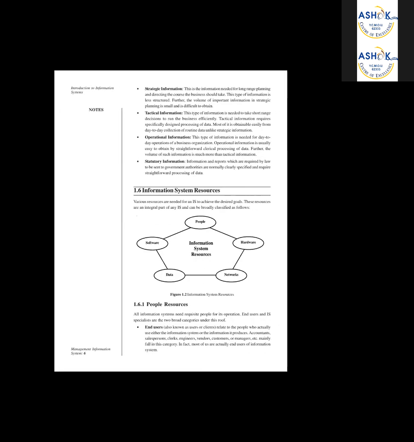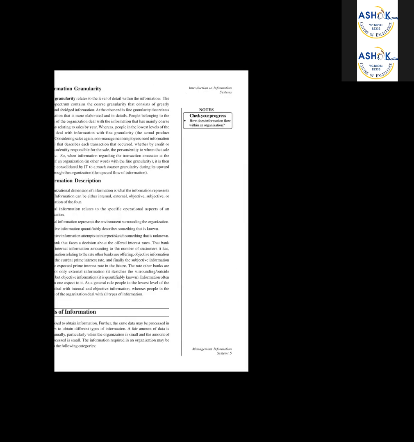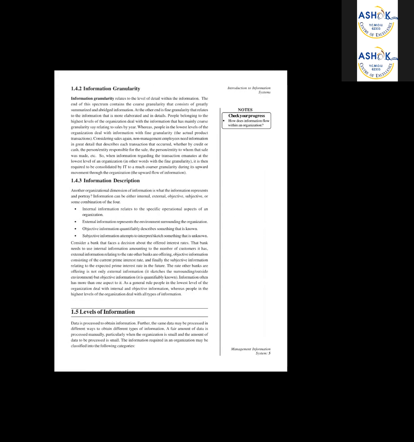Next, information granularity. Information granularity relates to the level of detail within the information. One end of this scale contains coarse granularity, which consists of greatly summarized and abbreviated information. At the other end is fine granularity, which relates to information that is more elaborated and in detail.